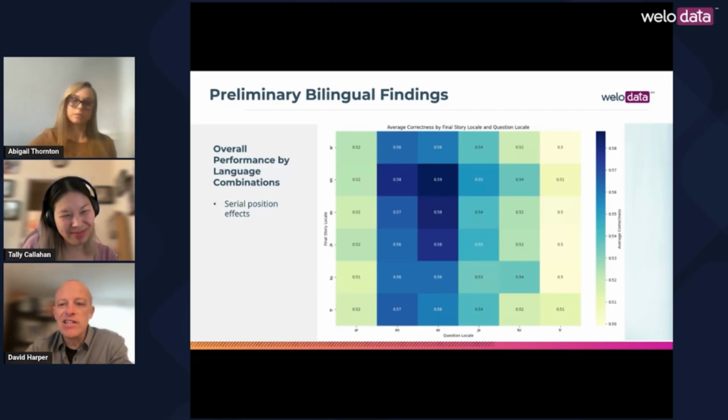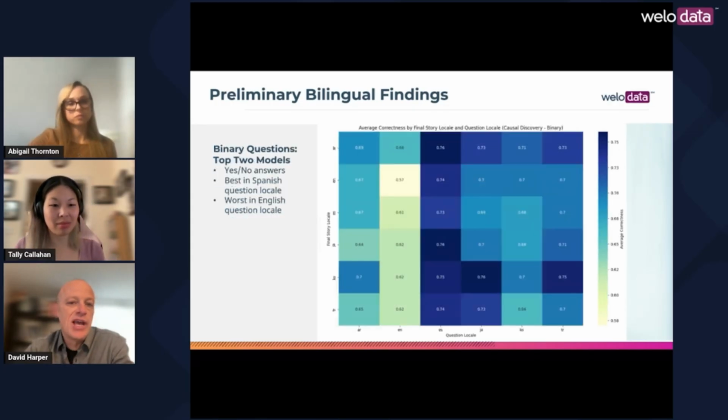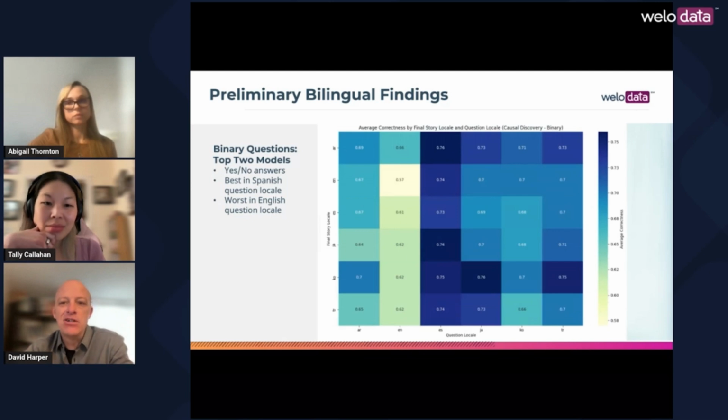All right, now I'd like to drill down a little bit more into one specific question type, to explore differences across languages and questions. So we have another heat map here. On this slide, we are looking at a particular question type, namely the causal discovery binary question type. So these are questions that have the structure, did X directly cause Y, yes or no?